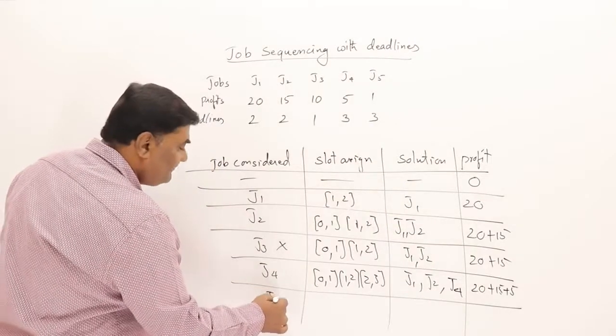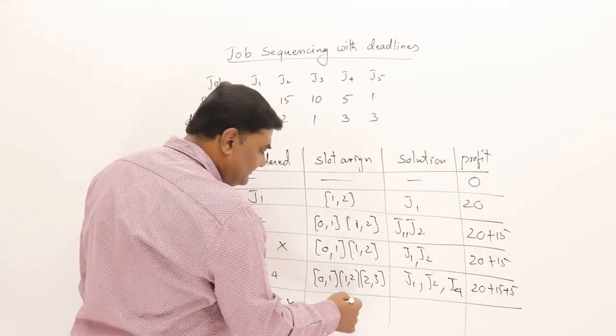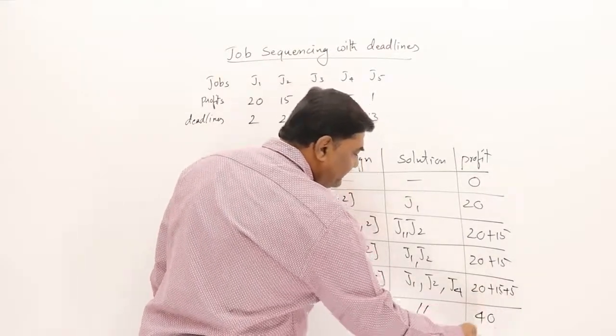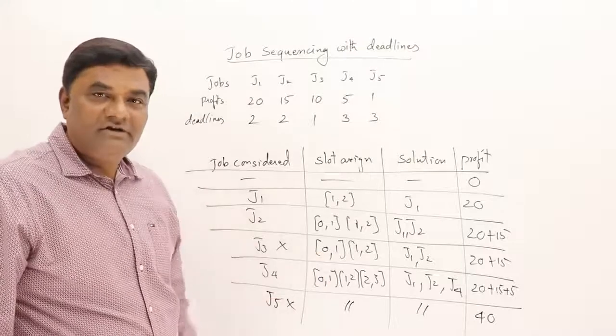And job 5, it cannot be selected. So this remains same, this remains same. And this total will be 40.